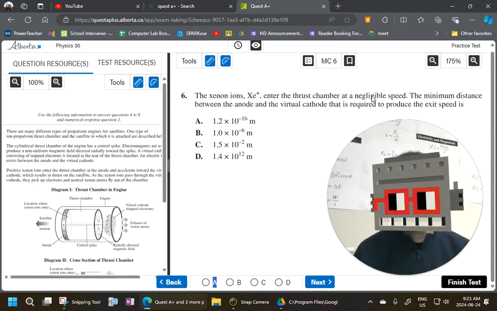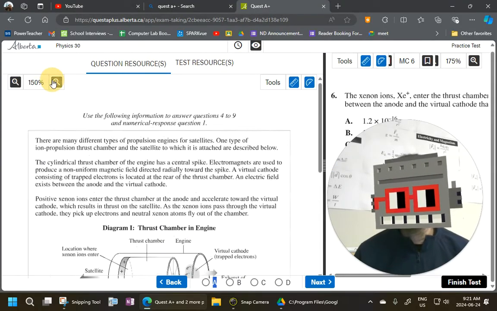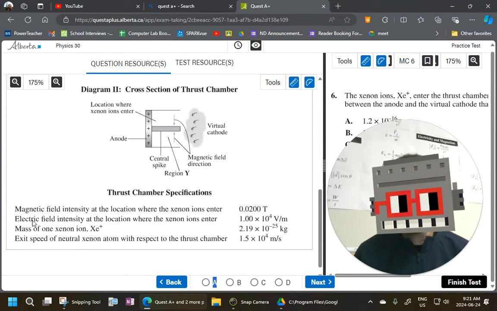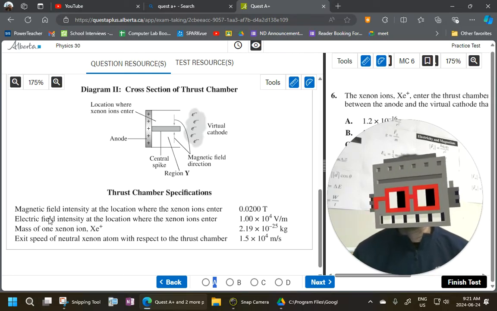Okay, so I got to read a little bit more into this. So we have an initial velocity of near 0. That's what negligible means. And they want it leaving the system right here at this 15,000 meters per second. All right, so we got this voltage here, the electric field intensity where the xenon enters. You got the magnetic field. That's probably this area here.